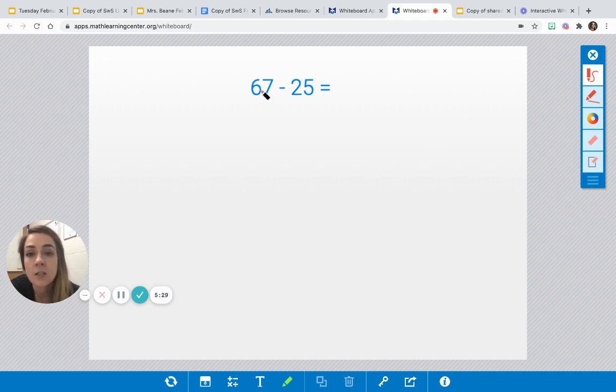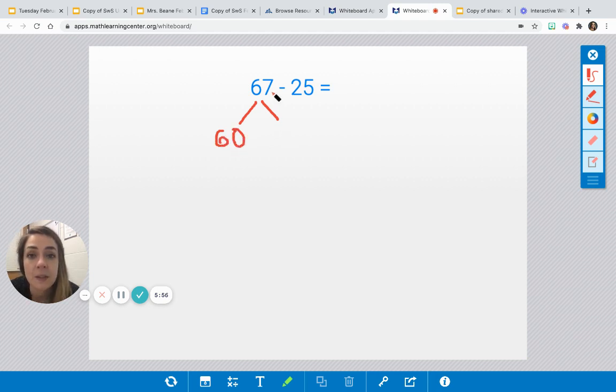So I'm going to first split my 67. Just like I did in my addition problem, I'm going to do the same thing in the subtraction problem. So I'm going to look at this number in the tens place, the 6, and I know that since it's in the tens place, that 6 stands for 6 groups of 10. So 10, 20, 30, 40, 50, 60. I have to write that. So I'm going to write 60.